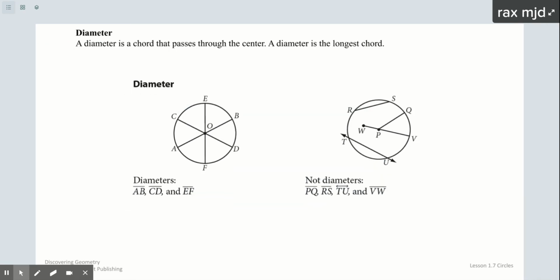A diameter is a chord because it has endpoints on the circle, but it has to pass through the center. So a diameter is the largest chord we could have. It's the longest one in any one circle. And it has endpoints on the circle, and it also passes through the center.